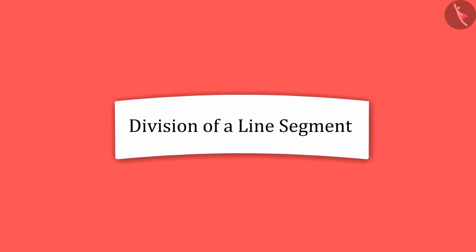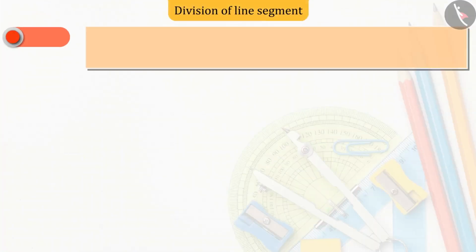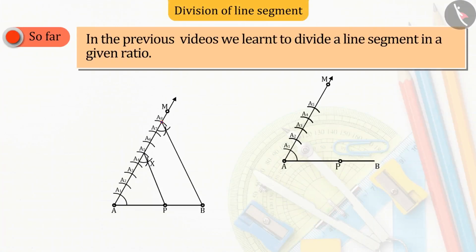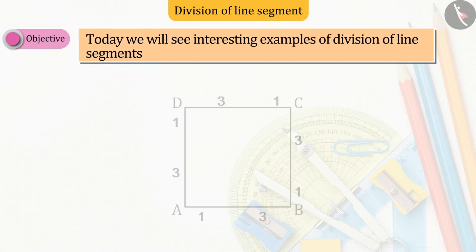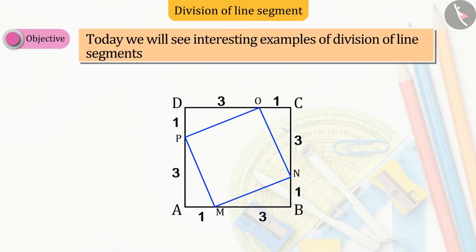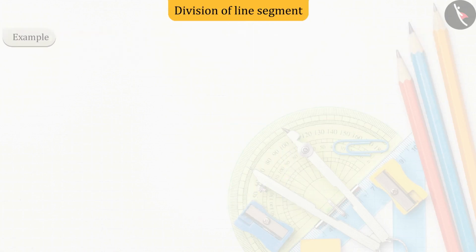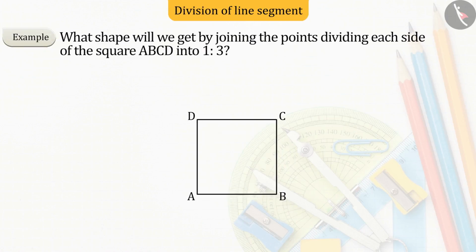Division of a line segment. In the previous videos, we learned to divide a line segment in a given ratio. Today, we will see interesting examples based on this. By joining the points dividing each side of the square ABCD into 1:3, do you know which shape we will get?